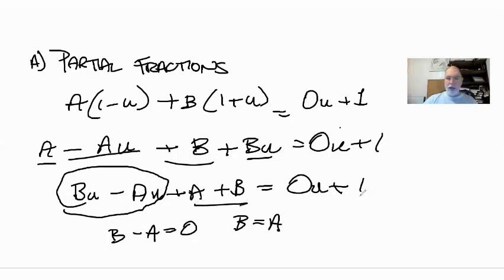And now we have A plus B equals 1. Well, what two things that are identical add together to give us 1? It's going to be 1/2 plus 1/2. Now, let's clear all that. Okay, so A equals B equals 1/2.